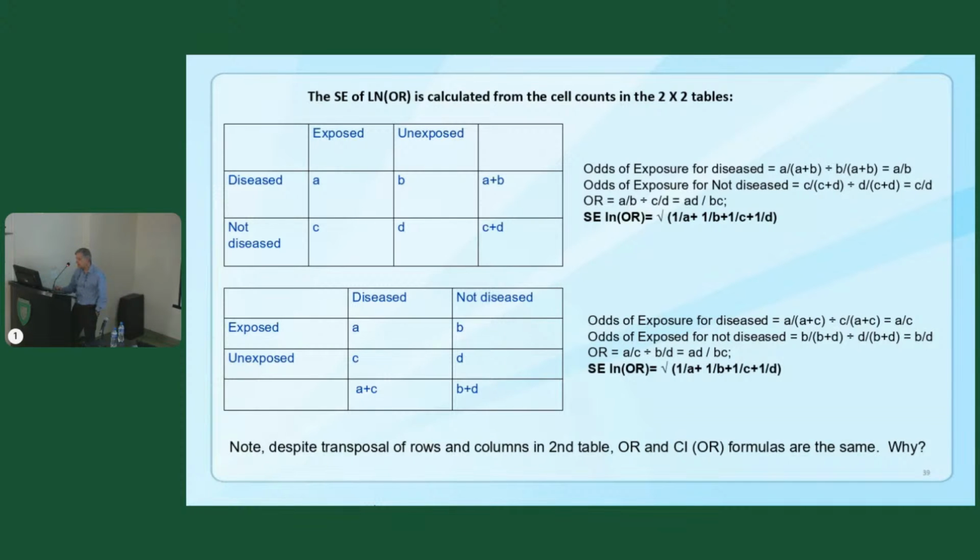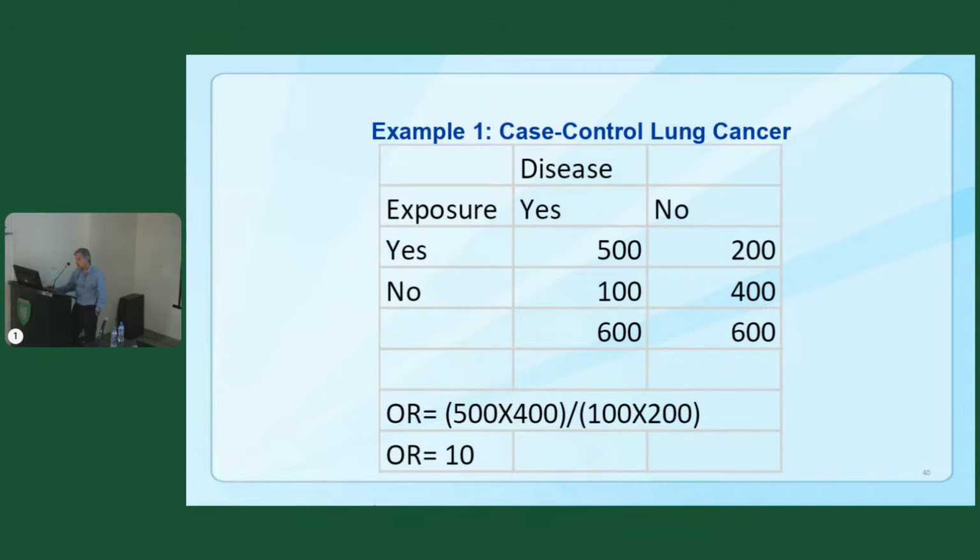Once you have that, you know that you can multiply that by 1.96. You have the plus or minus boundaries of your confidence interval around the logarithm of the odds ratio. Okay, here is an example.